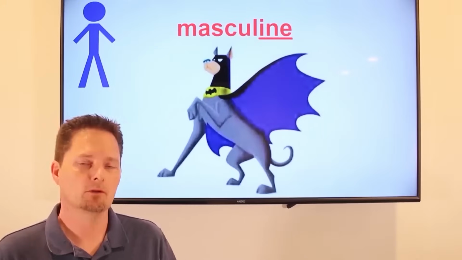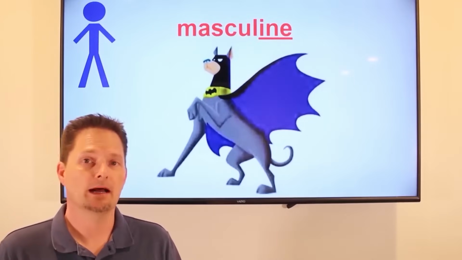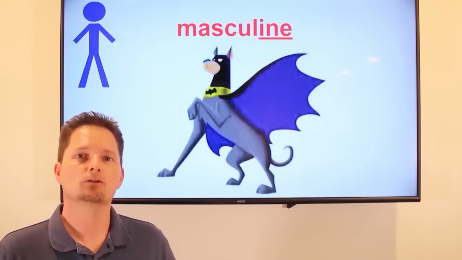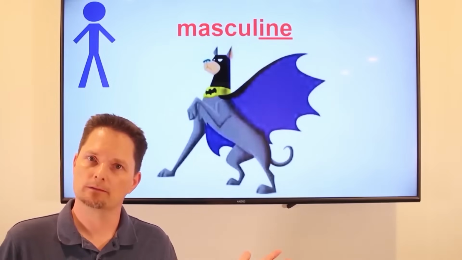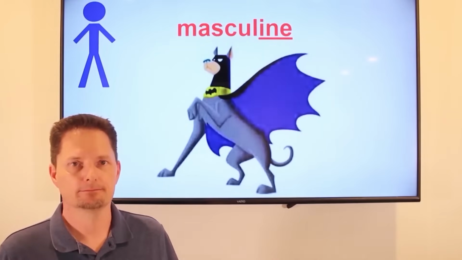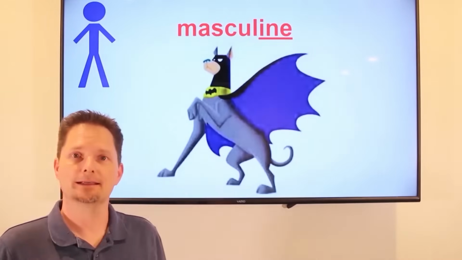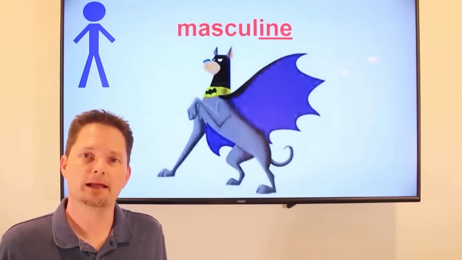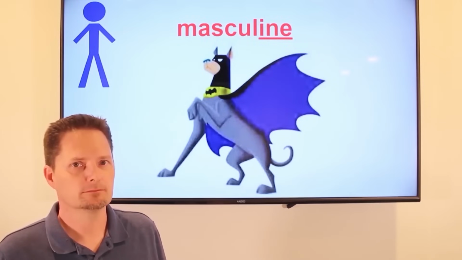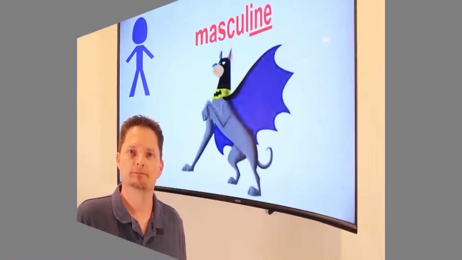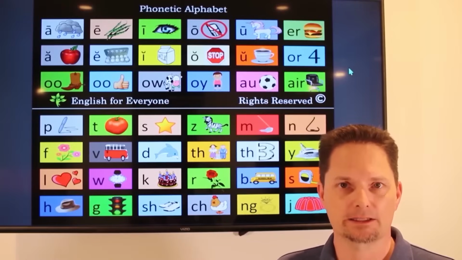Very good. Example, masculine. Masculine is an adjective. It describes something that looks like a boy, like a man. This dog looks masculine, like a boy, like a man, not like a girl. The dog looks masculine. Pronunciation, masculine.